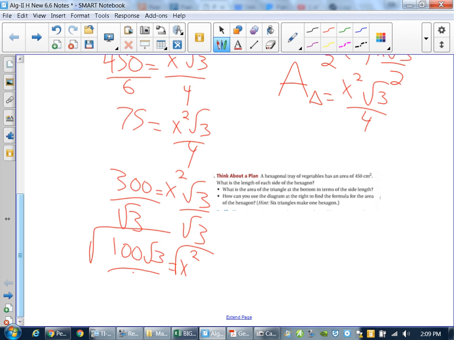Well, what is the area of the bottom triangle? 75. How can you, with the diagram at the right, use the formula for the area of the hexagon? Oh, you didn't even have to find the side length. Huh. Read instructions. You know, it's kind of like fractional forms of ratios.